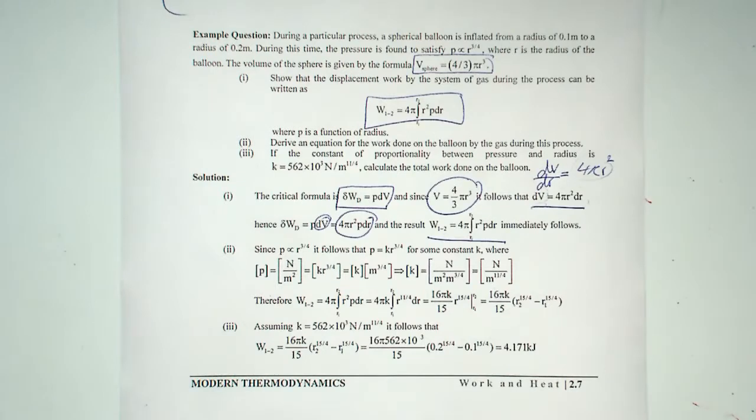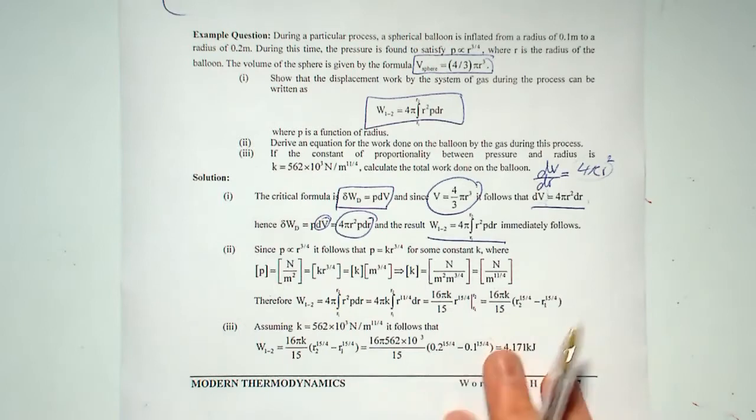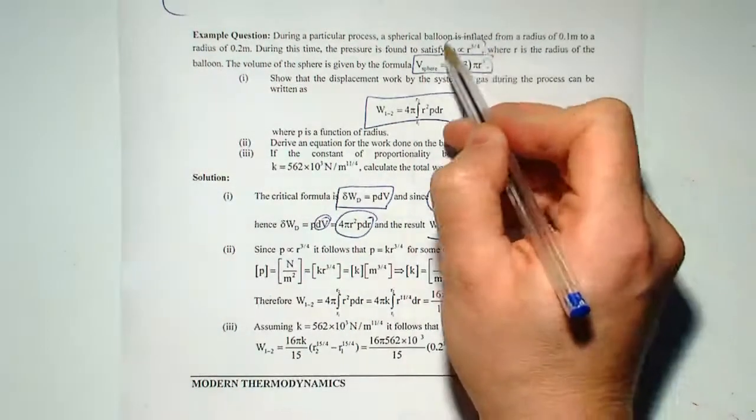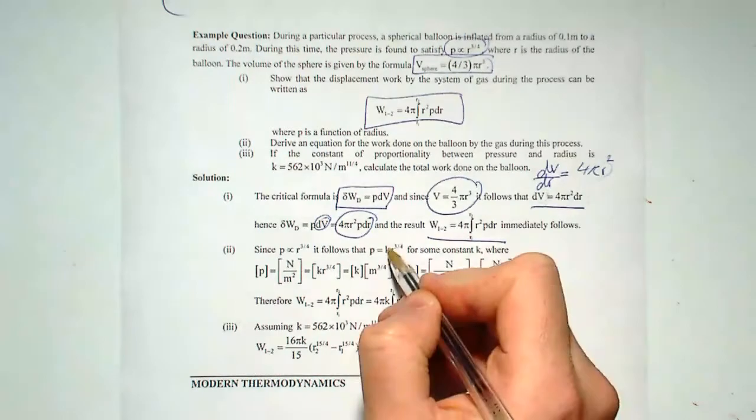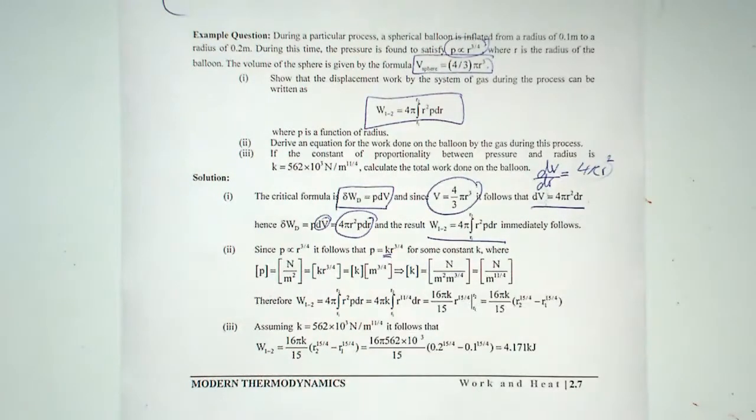Now, this is not done yet. We need to use the information which we had, and this is the key information here. This is how we know the pressure is related to the radius, and we're going to use that information now. So P is proportional to R to the power of 3 over 4. Of course, that doesn't mean that it's equal to R to the power of 3 over 4. It means that it's proportional. And what I can do is use a constant. Let's just call it K.